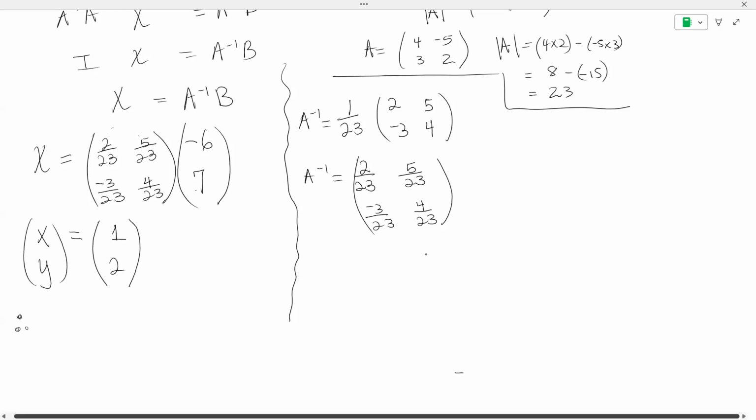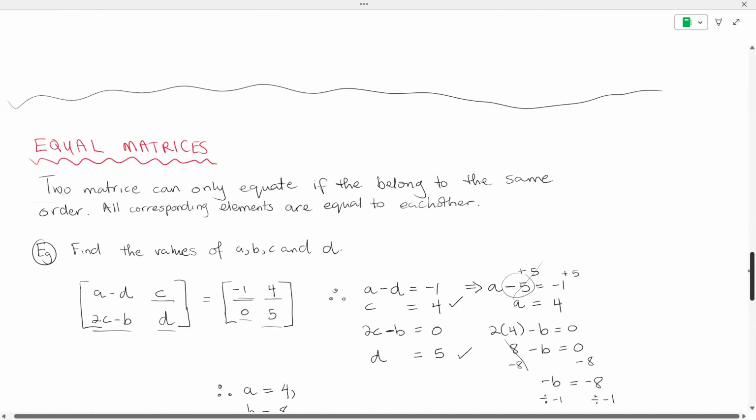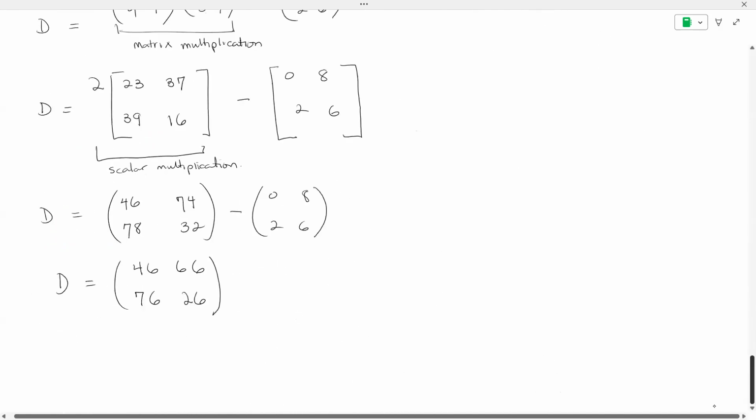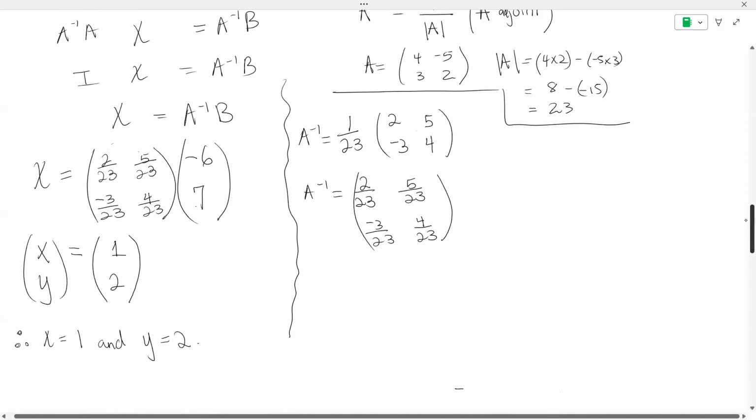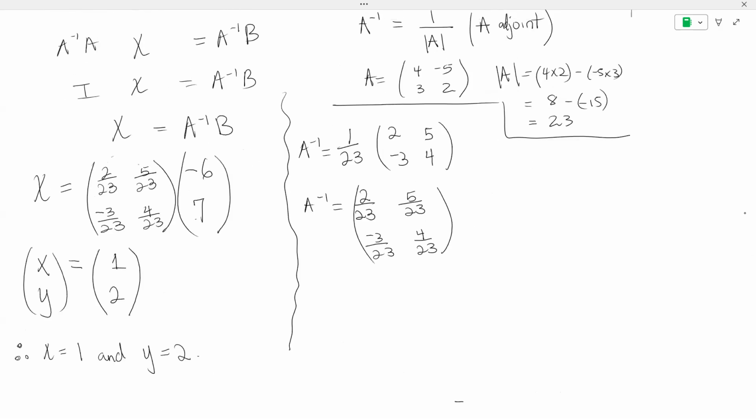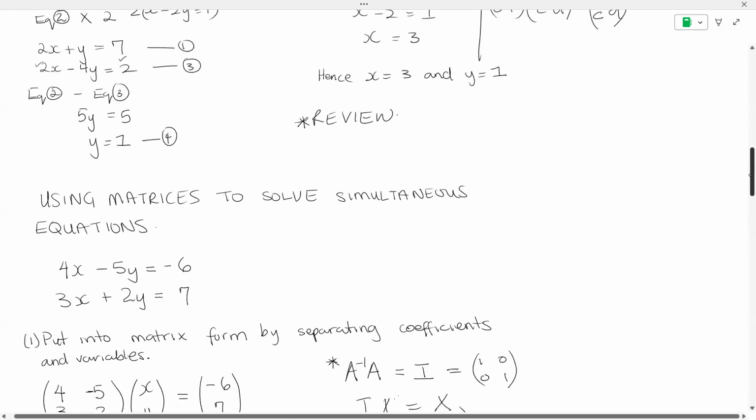Therefore, x is equal to 1 and y is equal to 2. And we just solved a simultaneous equation using the matrix method. Yeah? So it's not going to change. It's going to be the same steps.